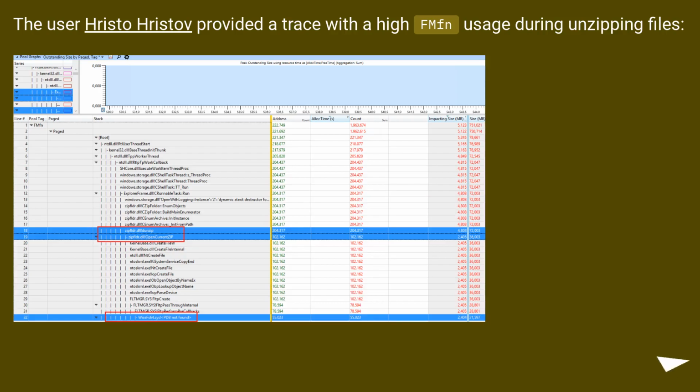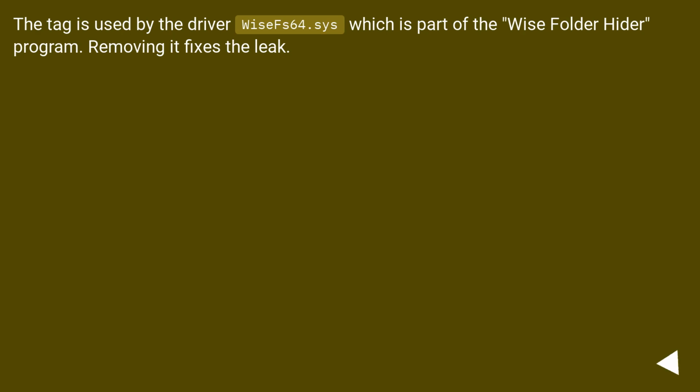The user Christo Hristov provided a trace with a high FMfn usage during unzipping files. The tag is used by the driver wisp64.sys, which is part of the WISE Folder Hider program. Removing it fixes the leak.